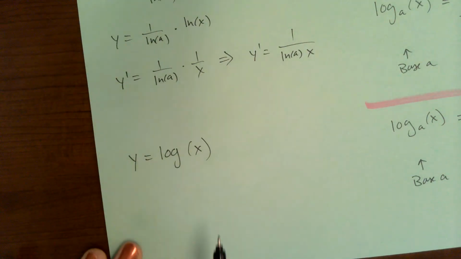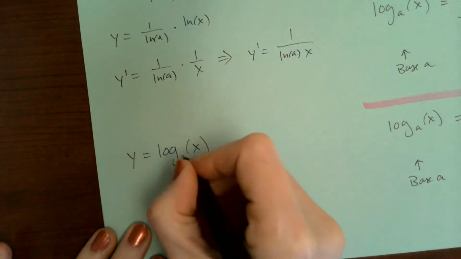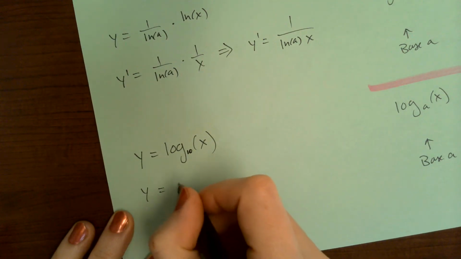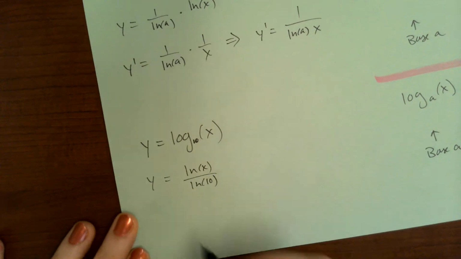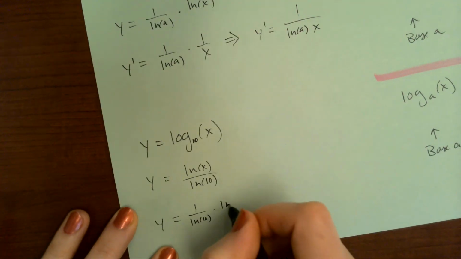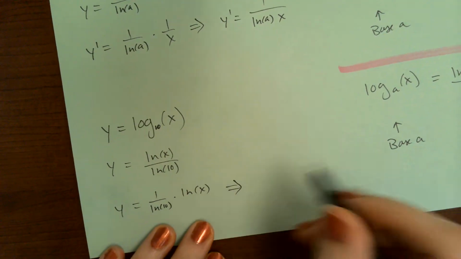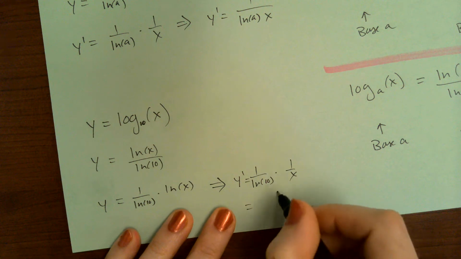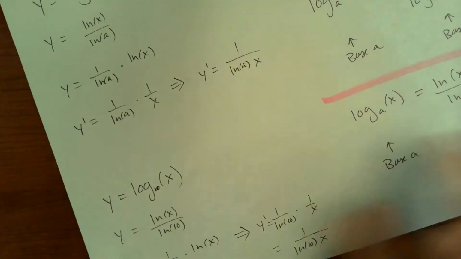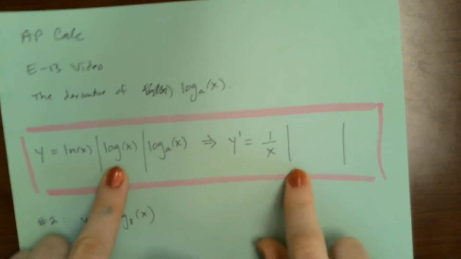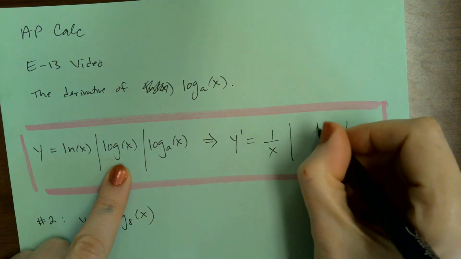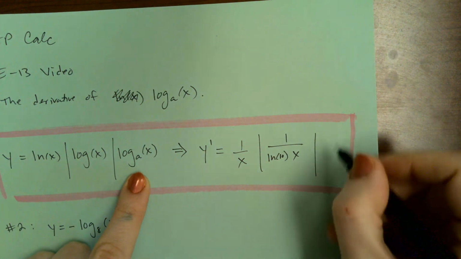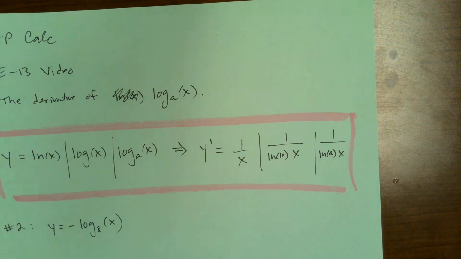Now, the same thing works if you just have a regular log. If they're not showing the base, remember, that's an implied base 10. A regular log is log base 10. So we could do the same thing here. You could convert this to natural log of x over natural log of 10. And then y is 1 over natural log of 10 times natural log of x. And then you do the derivative, so y prime is 1 over natural log of 10 times 1 over x, which equals 1 over natural log of 10 times x. So the derivative, if you see just a regular log of x, remember that's base 10, so its derivative is 1 over natural log of 10 times x. And this one, its base is A, so it's 1 over natural log of A times x.